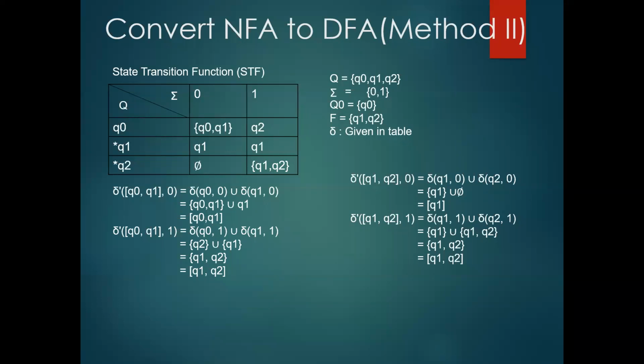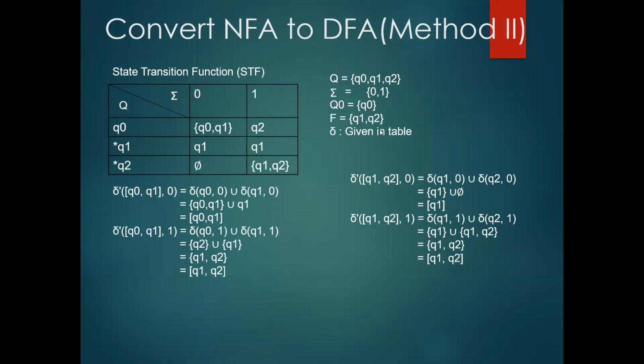The transition of the initial state on input 0 is to states Q0 and Q1. Similarly, the transition of Q0 on input 1 is Q2. The transition of Q1 on input 0 is Q1, and it is the same on input 1 also. The transition of Q2 on input symbol 0 is phi, or empty set, there is no transition. And the transition of state Q2 on input 1 is Q1, Q2. So this you can see here.